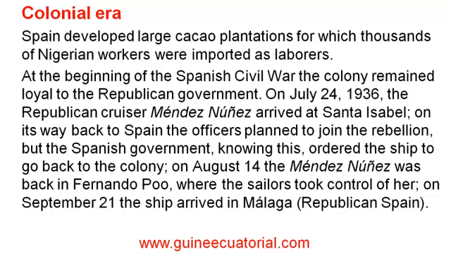On July 24, 1936, the Republican cruiser Méndez Núñez arrived at Santa Isabel. On its way back to Spain the officers planned to join the rebellion, but the Spanish government, knowing this, ordered the ship to go back to the colony. On August 14 the Méndez Núñez was back in Fernando Po, where the sailors took control of her. On September 21 the ship arrived in Málaga, Republican Spain.